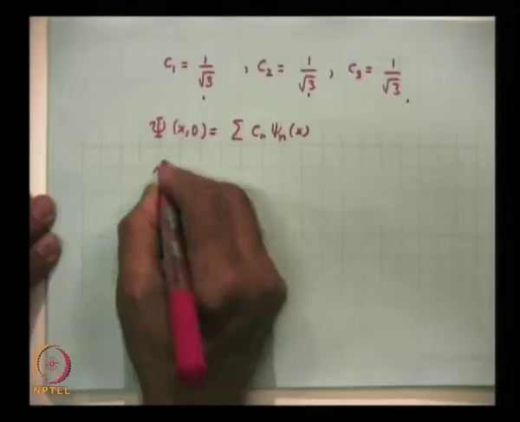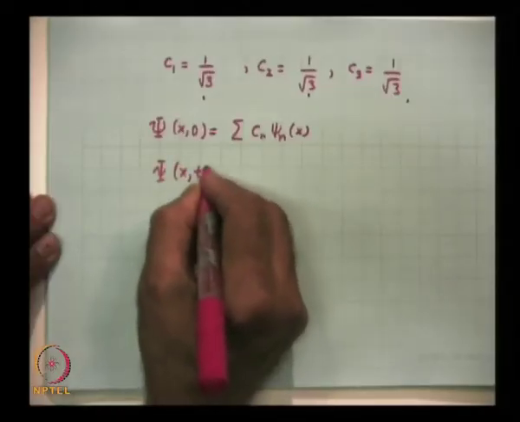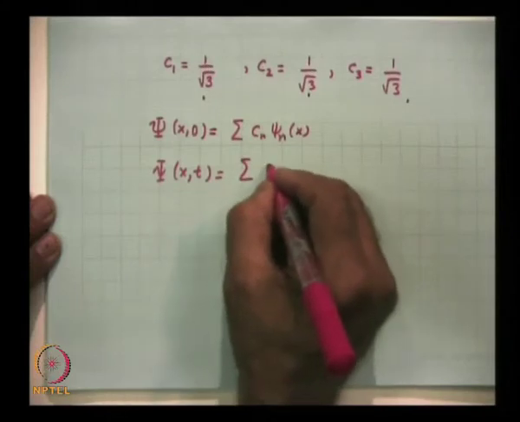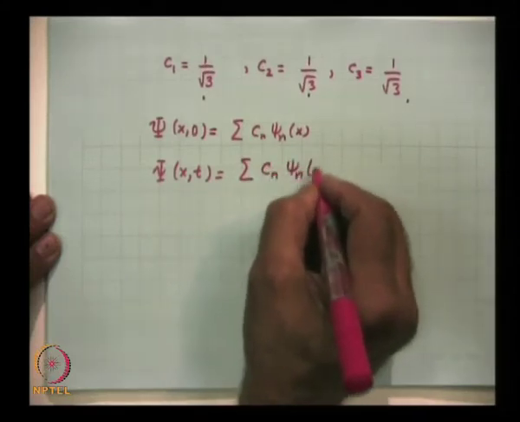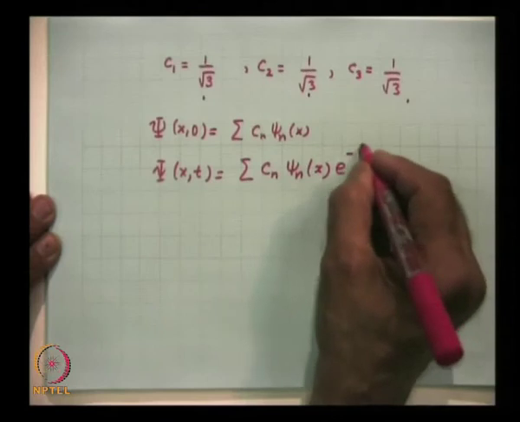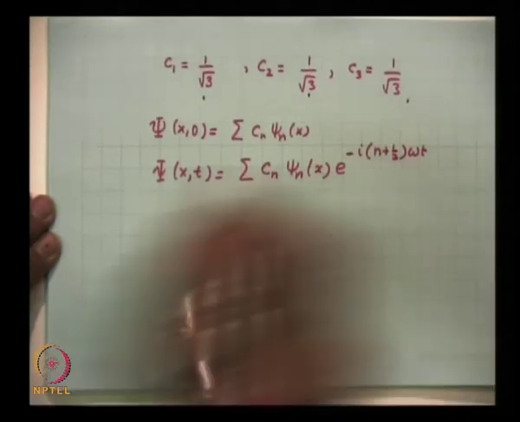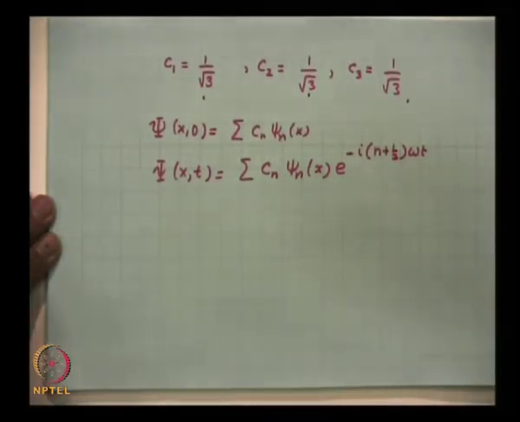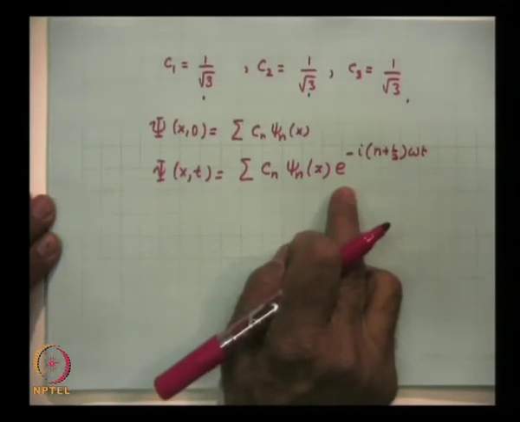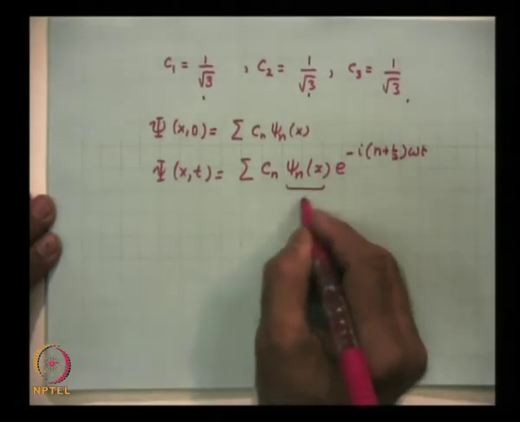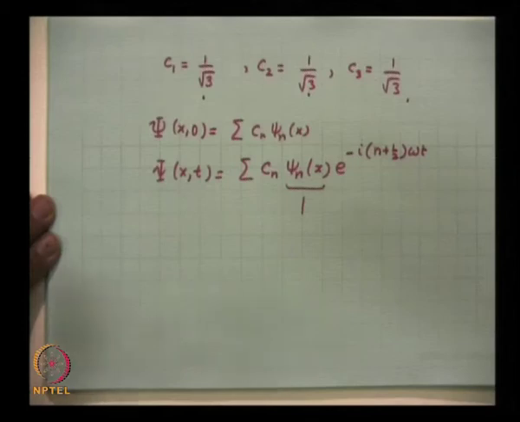However, when I wrote down psi of x comma 0 is equal to sum of C n psi n of x, and psi of x comma t will be equal to, how will it evolve with time? Psi n of x e to the power of minus i (n plus half) omega t. The phase factor will change. The coefficient Cn, the modulus square of that does not change with time.